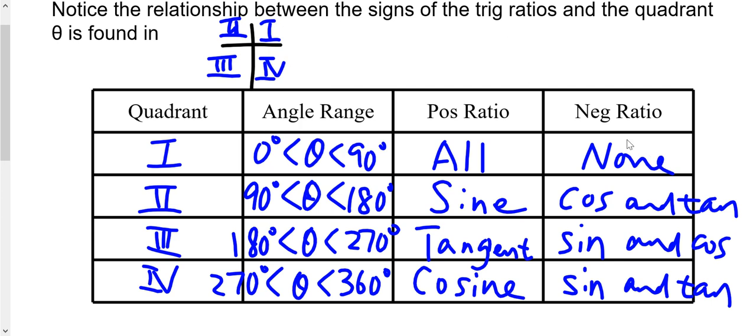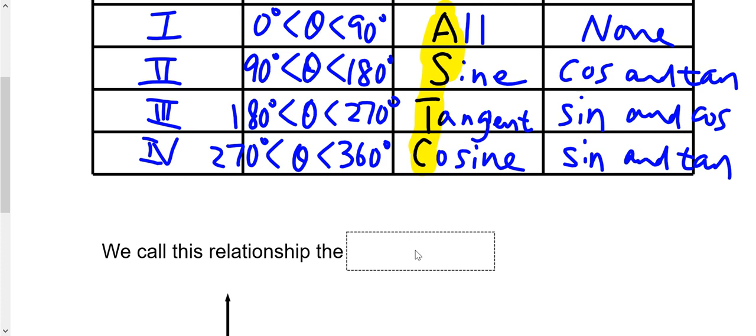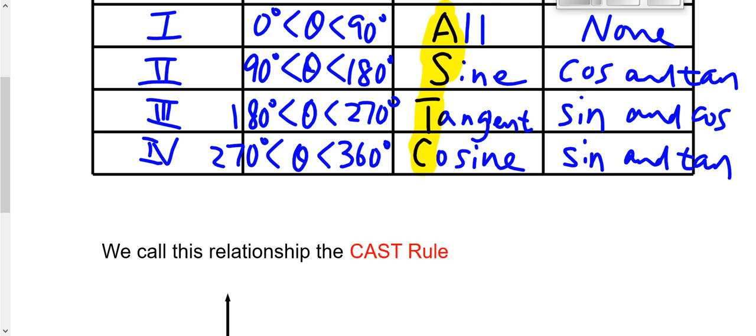So there is quite a bit of information. You don't have to focus on everything. You might want to focus on which one is positive, because if you figure out that, then you know what will be negative. So now I would like you guys to do this. What do you see? ASTC? No. You see CAS. CAST.